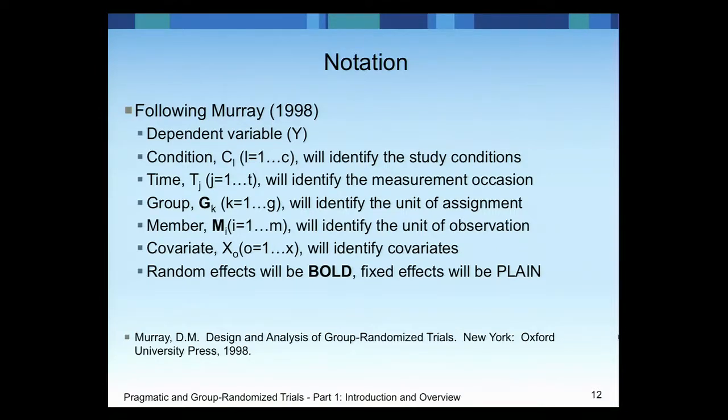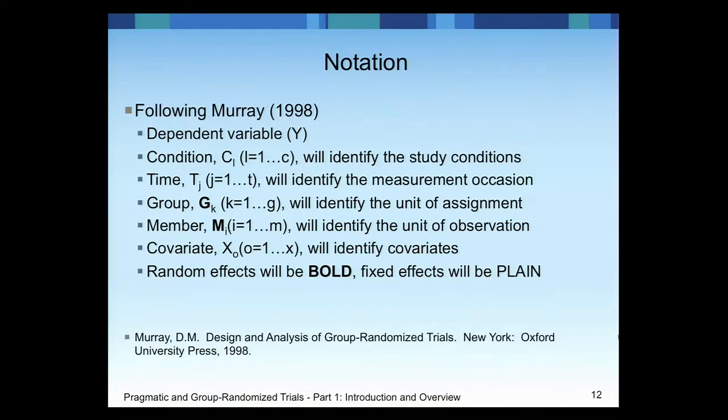So for condition, that's represented by a capital C. We have 1 to C with a lowercase c, levels of condition, usually only 2, but we can certainly have more than that. Time identifies the measurement occasion. I represent that with a capital T. Group identifies the unit of assignment. These are the groups that are randomized to the study conditions, and that's represented by capital G.